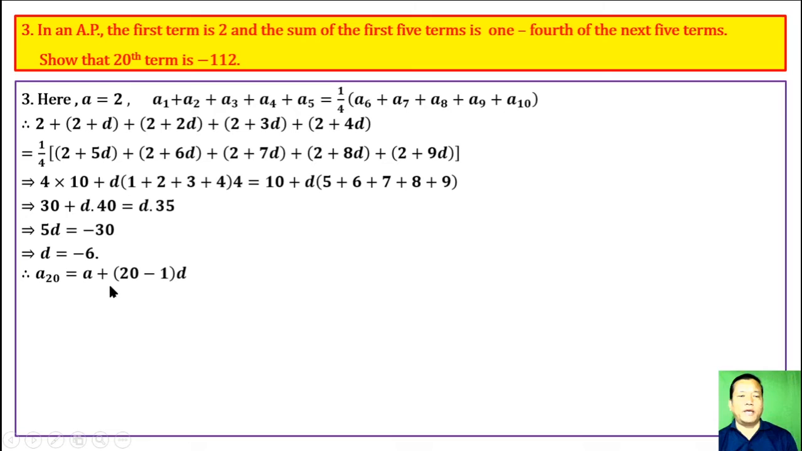Therefore, A20 is A plus 20 minus 1 times D, giving A and D, whose values are 2 and minus 6. Solving, we get minus 112. Hence, the 20th term is minus 112.